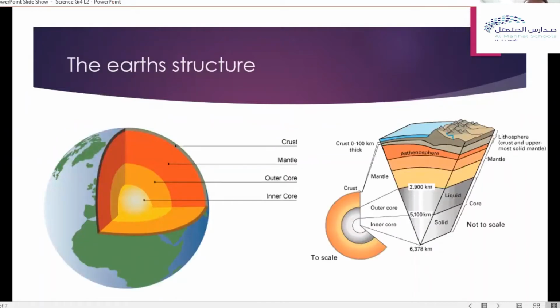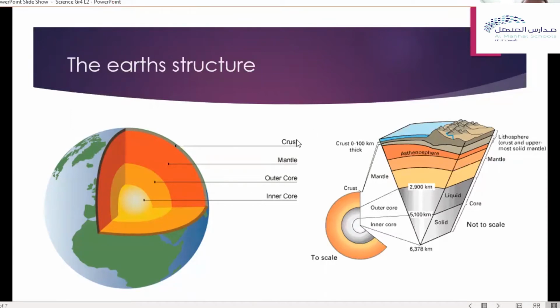Earth's structure. Why do we look at Earth's structure? It is to get a better understanding of how these rocks are formed. First of all, we look at the crust. The crust is a very thin layer. If we shrank the Earth down to the size of a peach, the Earth's crust would be about the size of the peach's skin. It is very, very thin in comparison to all the other layers.